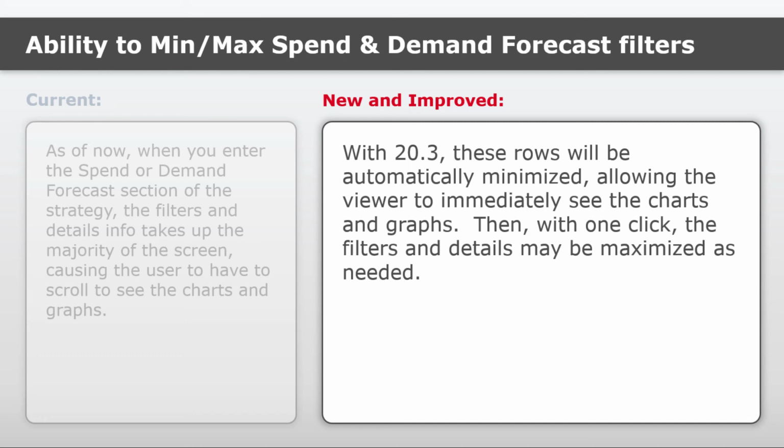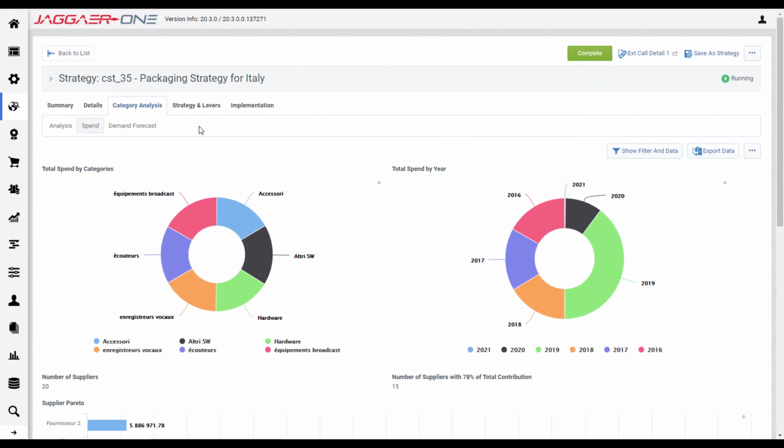Then, with one click, the filters and details may be maximized as needed. Let's once again take a look at this enhancement in action over in our demo software. Within our strategy, I've navigated to category analysis and spend, but the same can be seen on demand forecast. So previously, before 20.3, when I would enter this screen, there would be a filter and details section that would lay above the actual graph that you see here.